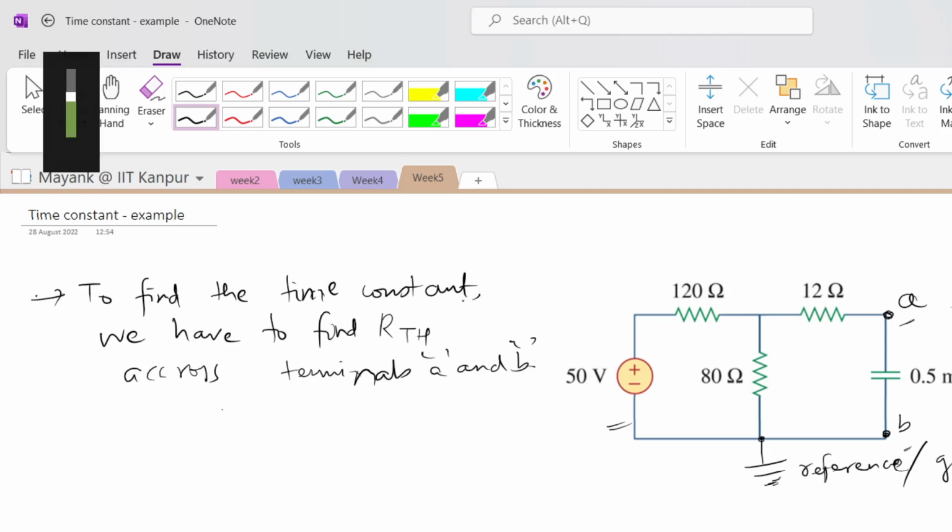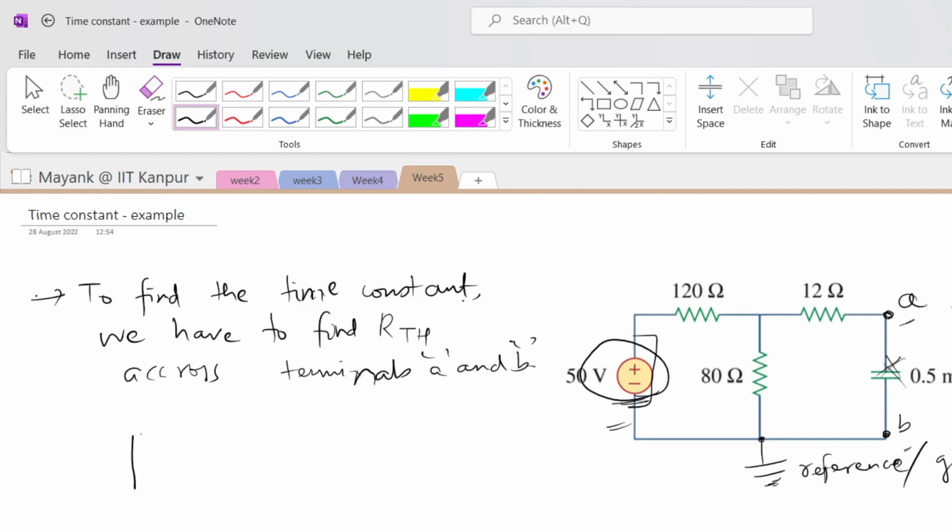So for finding the equivalent resistance, we have to do the following. We have to first desensitize all the independent sources inside this particular circuit. There is only one independent source, a 50 volt voltage source, so we have to short this voltage source. We also have to remove this capacitor, because we are trying to find the Thevenin resistance across these two terminals. So how will my circuit be modified in this case? It will be like this, right?